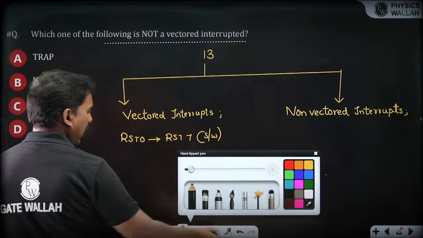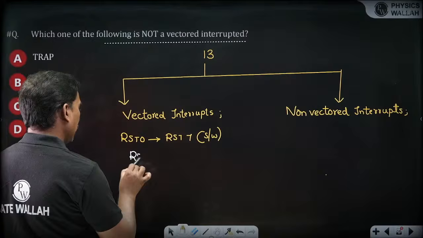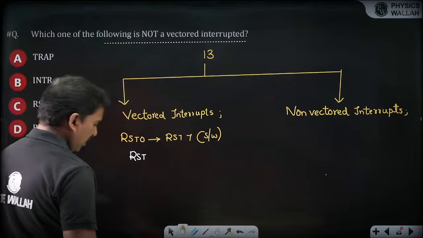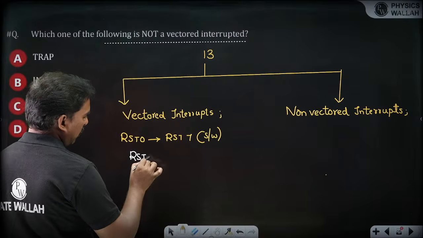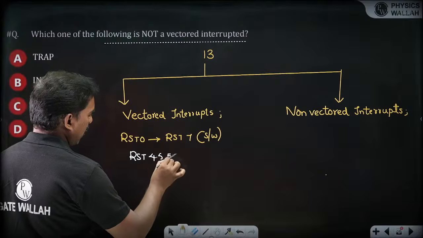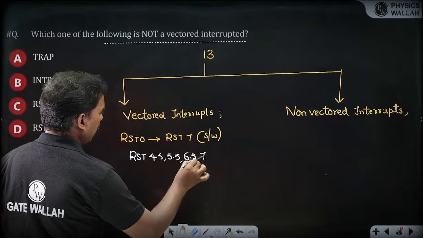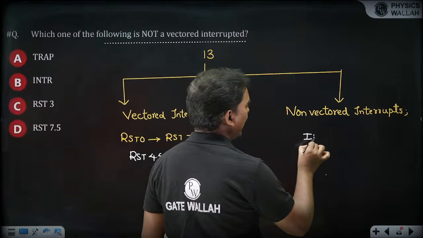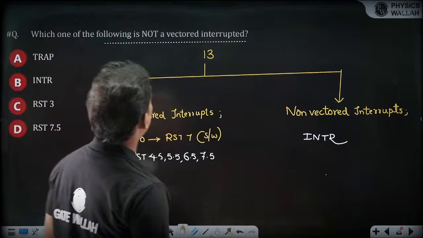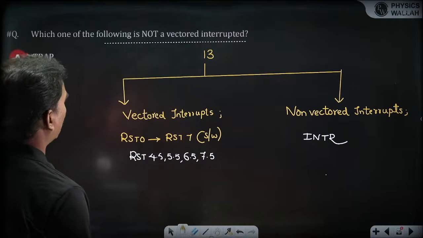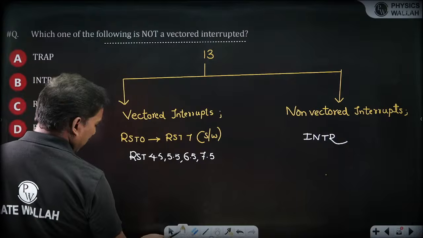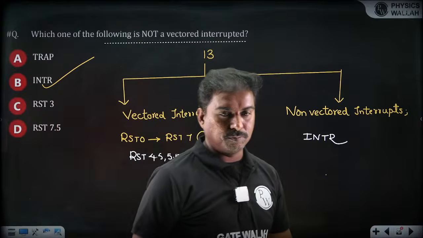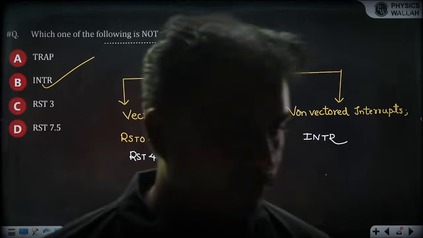And what comes in hardware? In hardware, RST 4.5, 5.5, 6.5 and 7.5. Okay, these all are the vectored interrupts and the non-vectored interrupt is only INTR. So what is the question asking? Which of the following is not a vectored interrupt? Not a vectored, so option B is the answer. INTR is the answer. Yes.